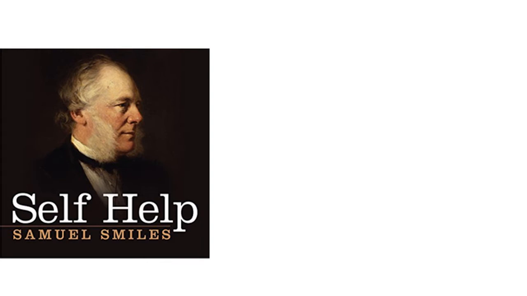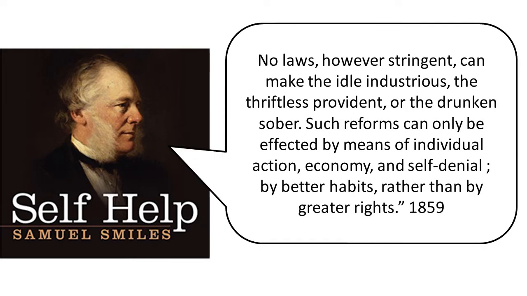If you're looking for an intellectual, a thinker who had theorized this anti-poor vision, Samuel Smiles, the author of a very popular book called Self-Help, published in 1859, would be a good example. Here's a quote. "No laws, however stringent, can make the idle industrious, the thriftless provident, or the drunken sober. Such reforms can only be effected by means of individual action, economy, and self-denial, by better habits rather than by greater rights." So he did not believe that the fate of the poor was a consequence of their lack of rights. They should not be given more help, more security by the state. They were on their own. They should individually get better.